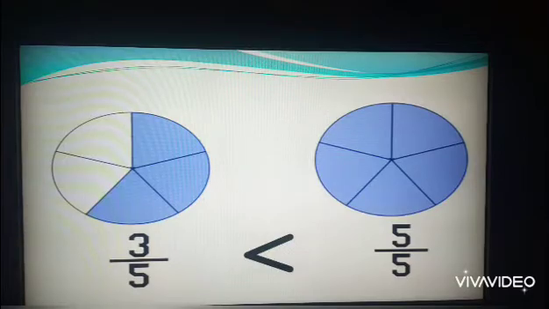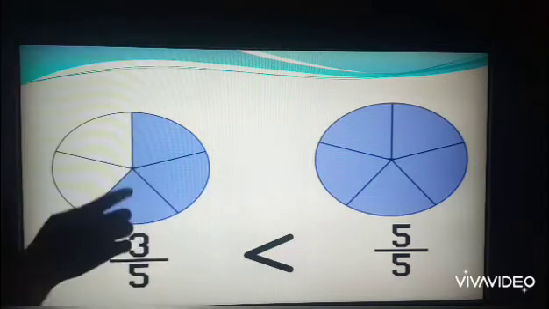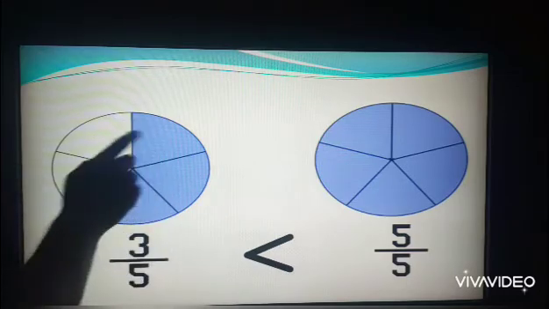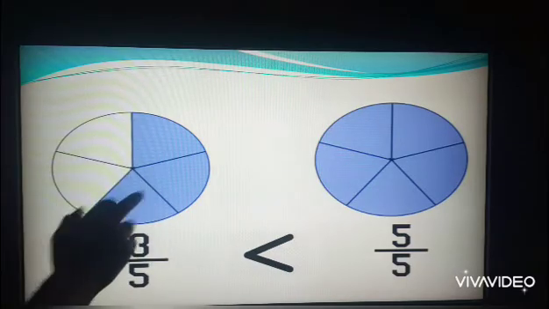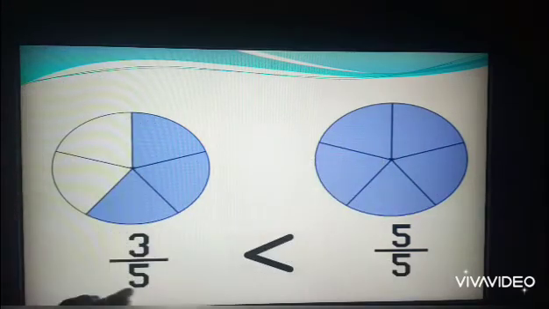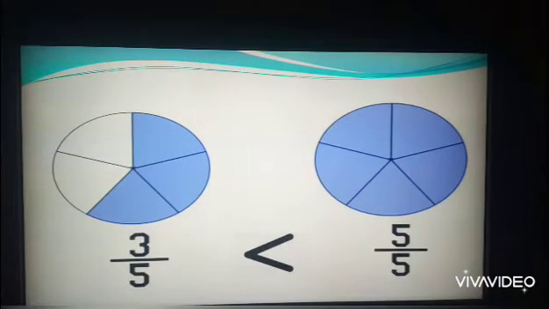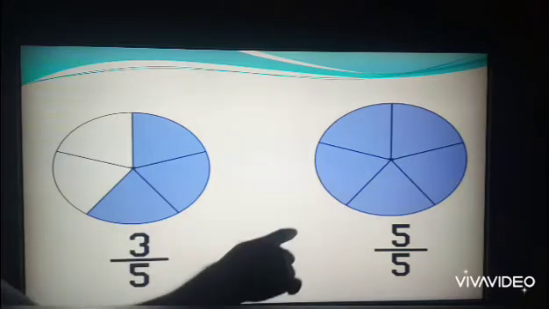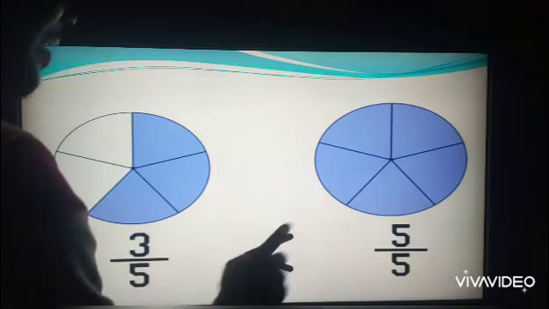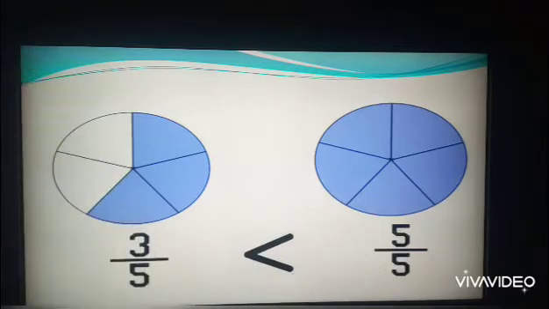But in the meantime, when all the parts are the same, when you count and you get the same, like 1, 2, 3, 4, 5, 1, 2, 3, 4, 5, just choose the bigger number on top here and let the crocodile eat it. That's all. So in this case, you realize that 3 over 5 is lesser than 5 over 5.